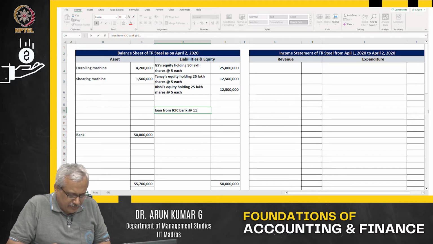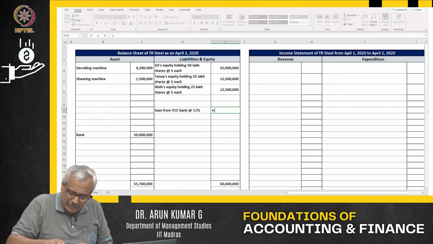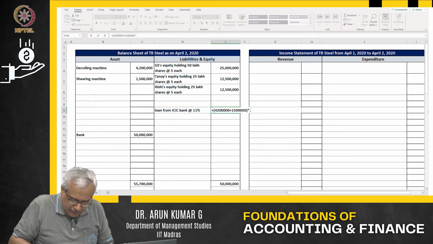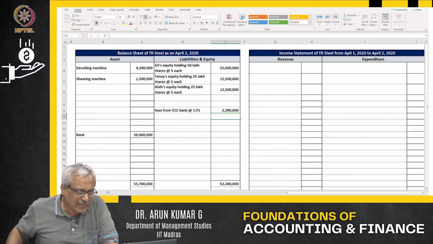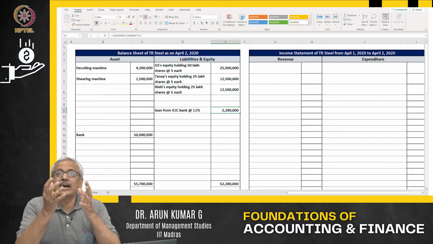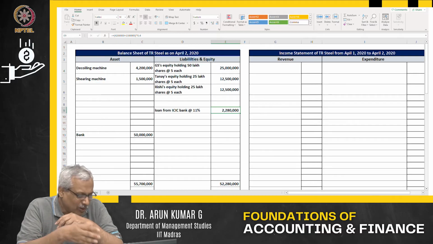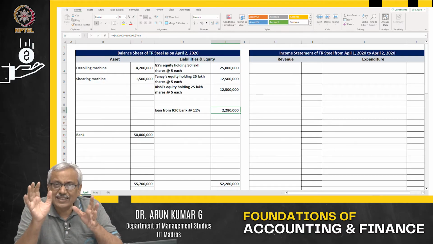at 11%. What is the value? The value of the machine is, so it is 42 lakhs plus 15 lakhs into 40%, into 0.4. This is the money that you have borrowed from the bank. So, what is the other part that is getting impacted? Minimum 2, I said 1 liability to the extent of 40%. So, the other 60%, we do not know how you have got the money.